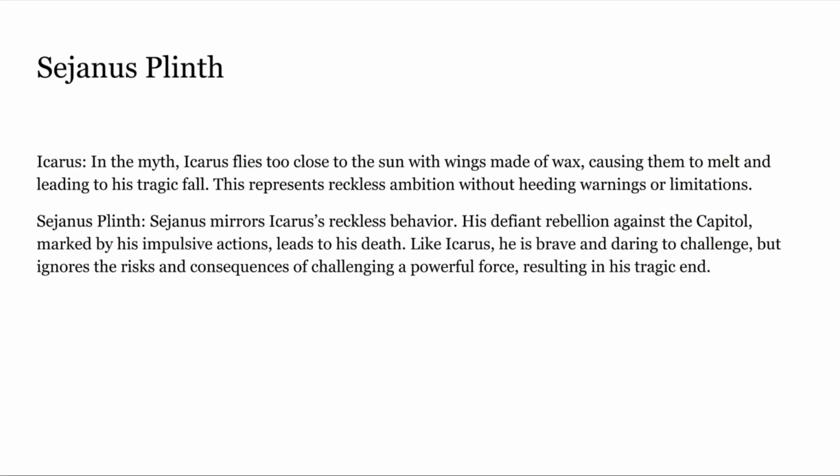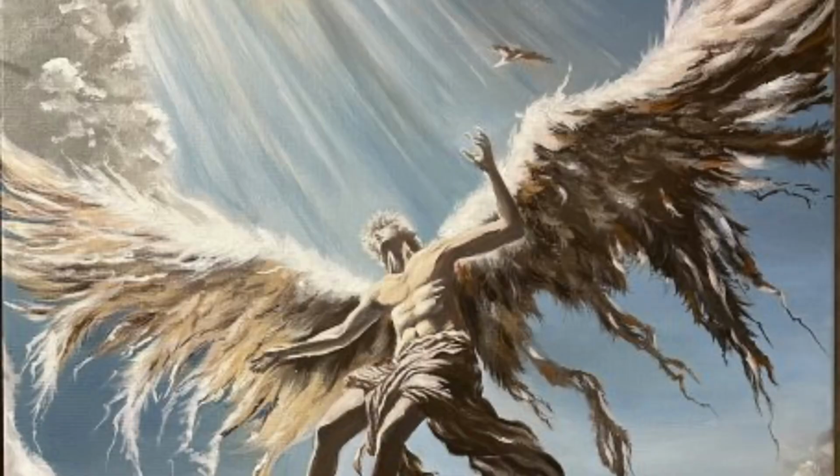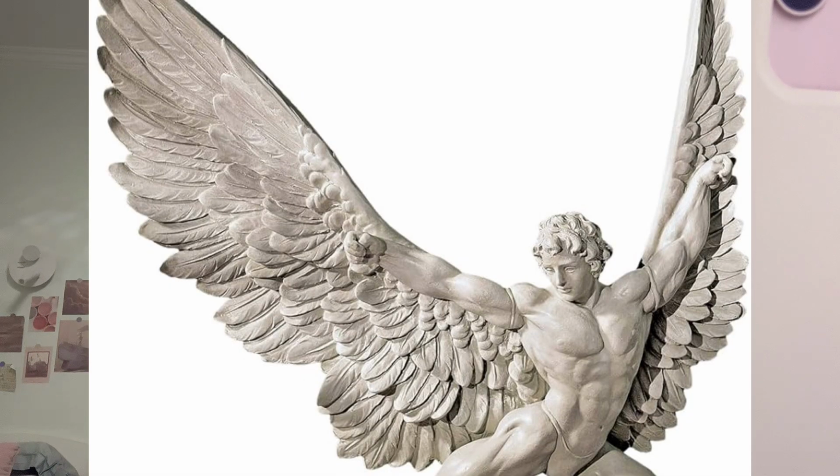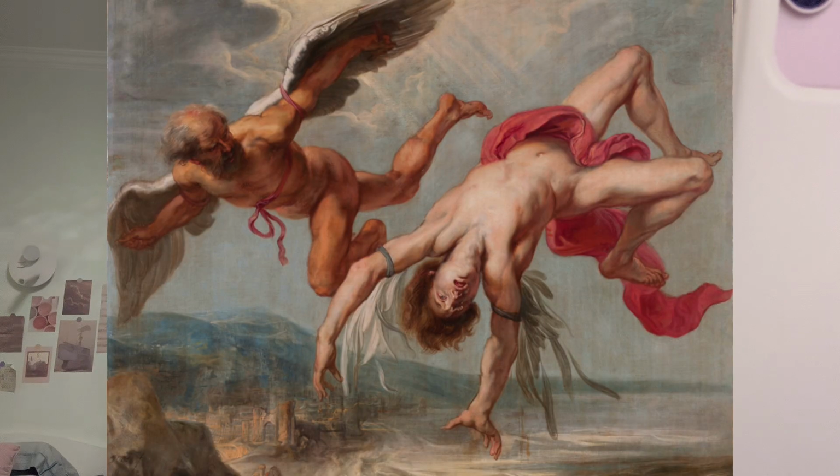Anyways, Sejanus Plinth, I link him to Icarus because Icarus, in the myth, flies too close to the sun despite his father's warnings that his wings were made of wax. So eventually his wings melt and he tragically falls to his death. And Sejanus Plinth mirrors his reckless behavior. His defiant rebellion against the Capitol, marked by his impulsive actions, leads to his death.